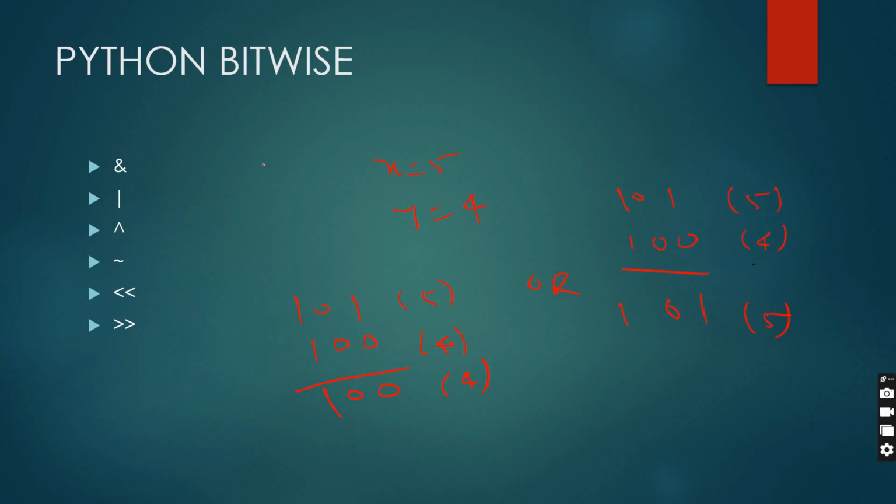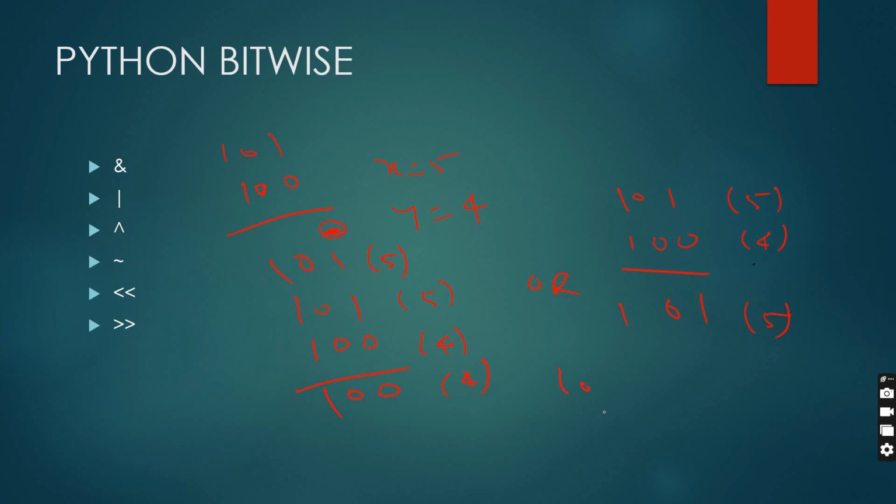Okay, so what about the XOR operation? If you want to perform the XOR operation, 1 XOR 0 is 1. So this will be a 5 here. Okay, so if you perform XOR, it will be a 5.